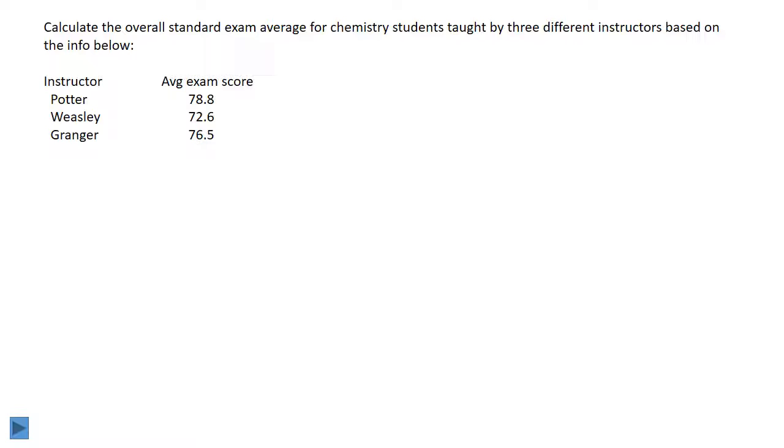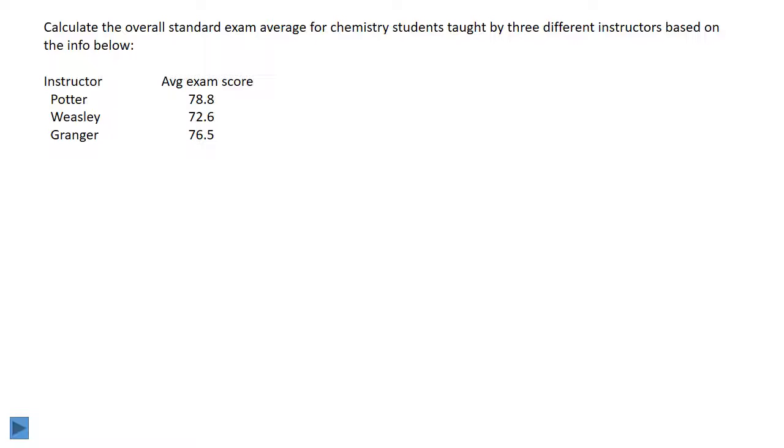Let's suppose that 3 chemistry instructors get together. They decide at the end of the semester they're going to give their students a standardized exam. What they want to find out afterwards is what is the average overall for all the chemistry students at that school. And we find that Professor Potter's students had an average score on this exam of 78.8%. Professor Weasley's students had a 72.6%. Professor Granger's students a 76.5%.